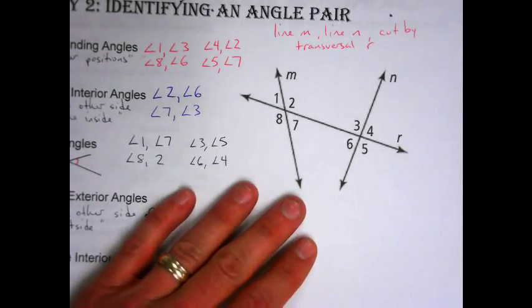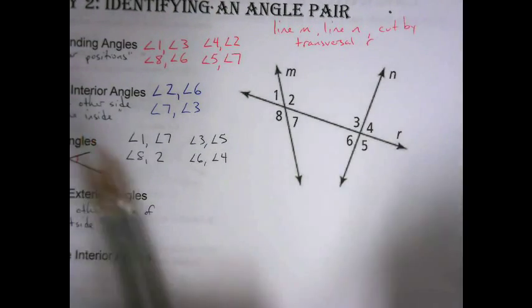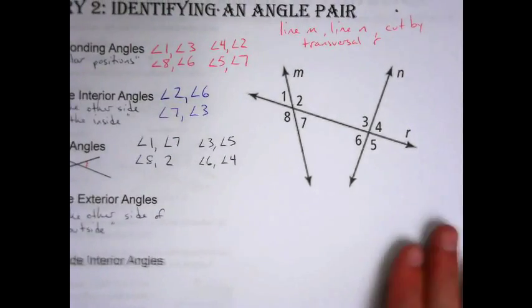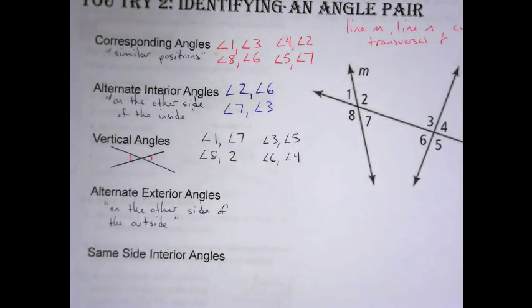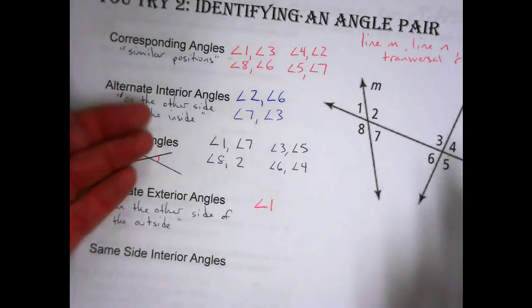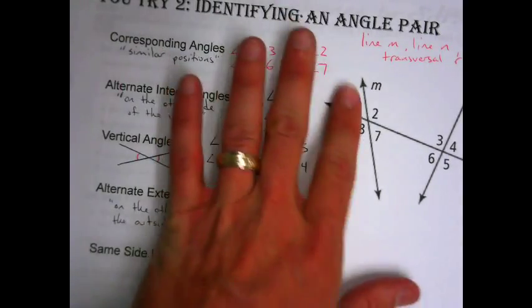We only have 4 angles that are in the exterior. Okay, so we have 1, 8, and 4 and 5. Those are on the outside. Those are the exterior. So what are the alternate exterior on the other side of the outside? So let's say I look first at angle 1, let's just say. Can I even look at angle 2, 7, 3, and 6? No, I can't, because those are not on the exterior. I can only look at the exterior angles.